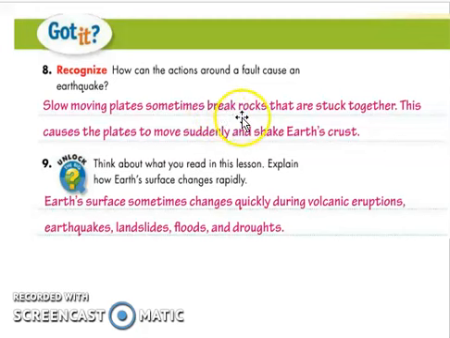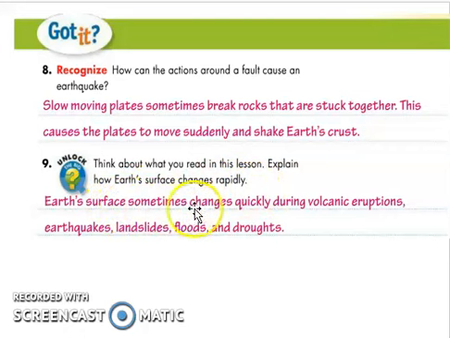Slow-moving plates sometimes break rocks that are stuck together. As I mentioned a while ago, when the plate is moving, the cracks of the earth could get bigger. And then this causes the plates to move suddenly and shake the earth's crust. When that Earth crust is constantly moving, that causes damage and changes in the land surface of the Earth. Number 9. Think about what you did in this lesson. Explain how Earth's surface changes rapidly.